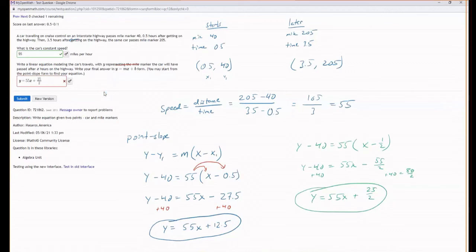It does not like the fraction. All right, never mind. Don't leave it as a fraction. If you're doing this on a test, when I go back and double check them all, 25 halves would get marked correct on a test. But I guess for the computer, if it starts as a decimal, leave it as a decimal. Okay.